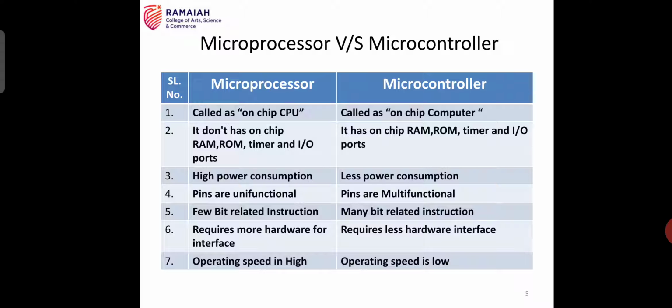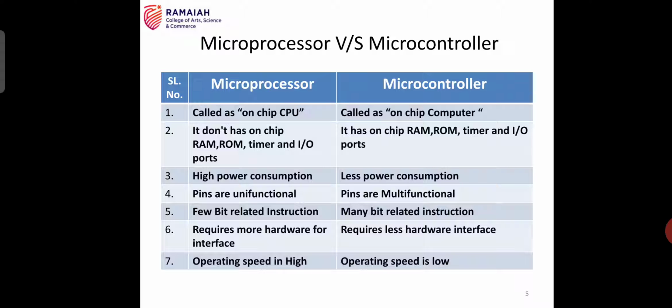And operating speed is high in a microprocessor, obviously, because there are no interconnected peripherals inside the chip. The CPU will operate at a high speed, performance will be very high. But here a small delay will happen by communicating with other peripheral devices, therefore operating speed is very low compared to a microprocessor. So these are the basic comparisons between microprocessor and microcontrollers.